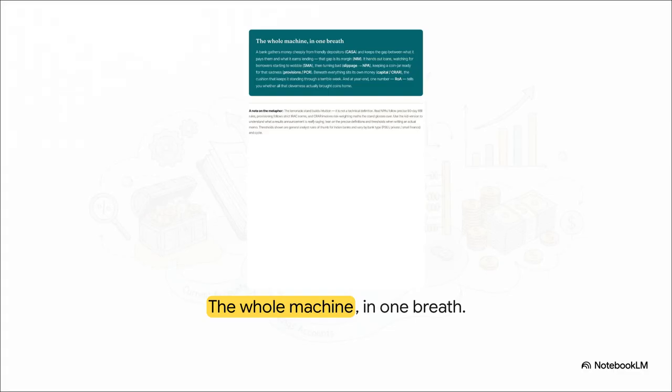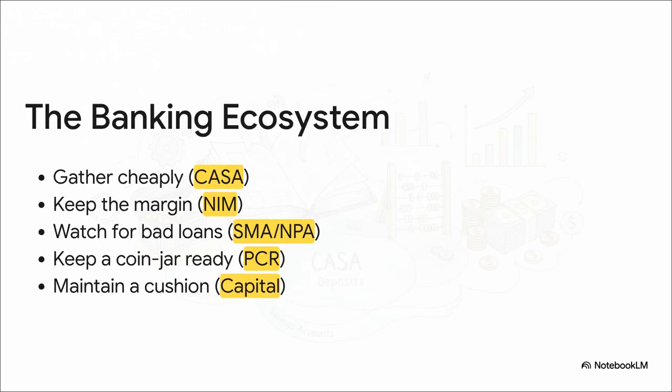To see this whole machine in one breath, notice how the entire thing starts. A bank gathers money cheaply from friendly depositors. That's CASA. Gathering that cheap money is step 1. It is the foundational fuel that powers literally every single other operation the bank undertakes. So, the crucial point here is how this all connects. The ecosystem works kind of like this.